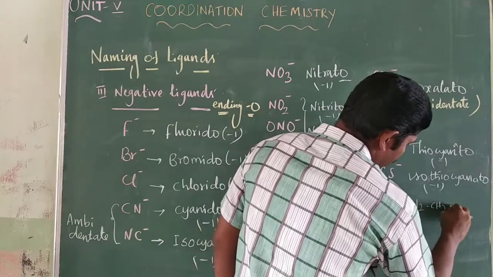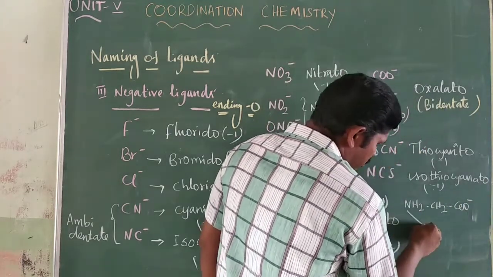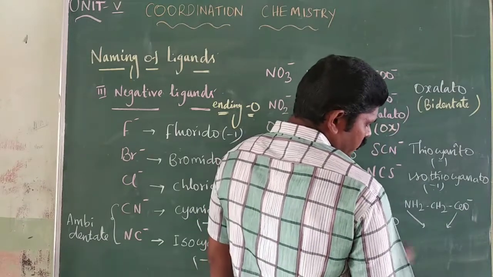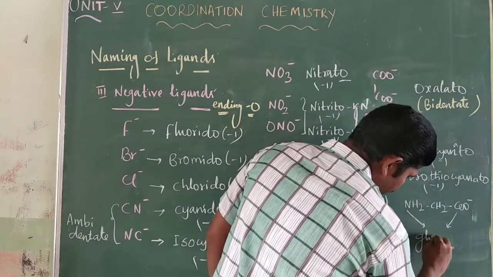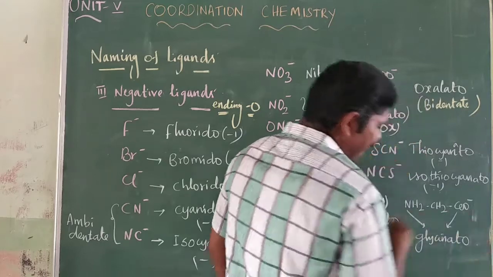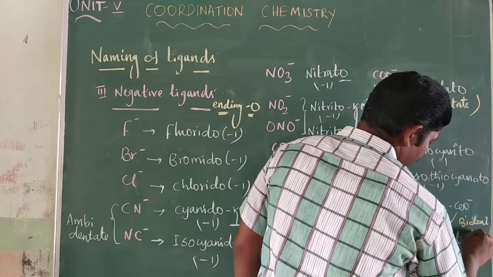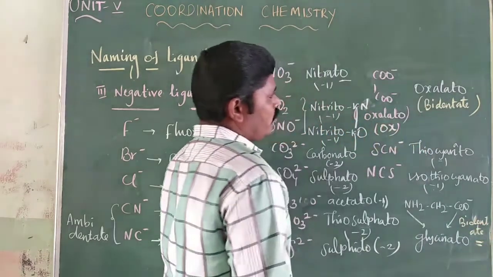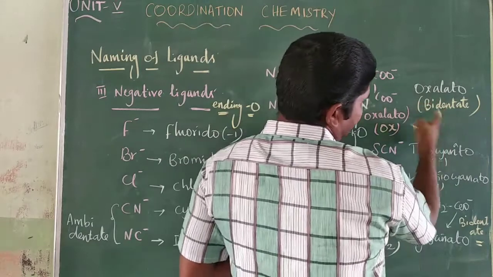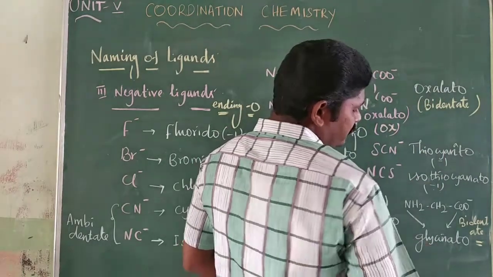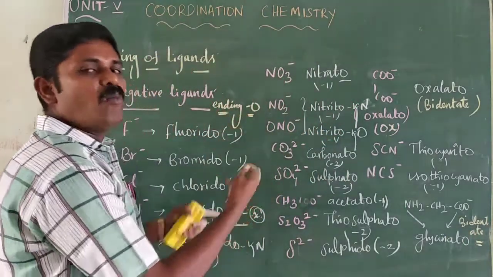Next, NH2CH2COOH is glycine, so glycinate, NH2CH2COO minus, has 2 donor atoms: oxygen is a donor atom and nitrogen is also a donor atom. Glycinate is a bidentate ligand. In neutral ligands, ethylenediamine is bidentate. The negative oxalato is bidentate, and glycinato is also bidentate. The remaining ligands are monodentate ligands.